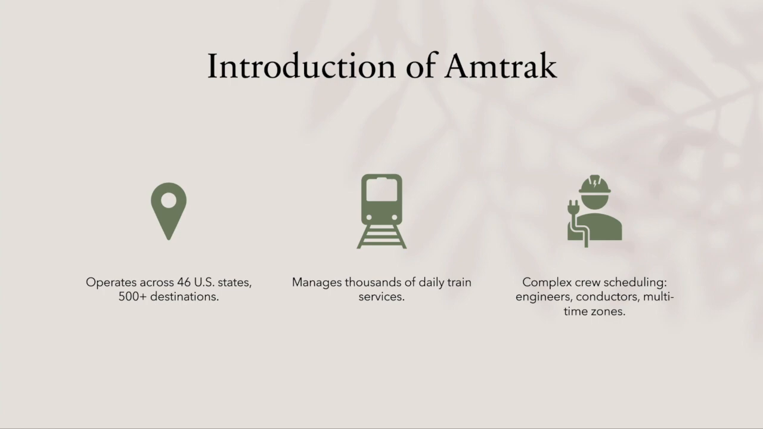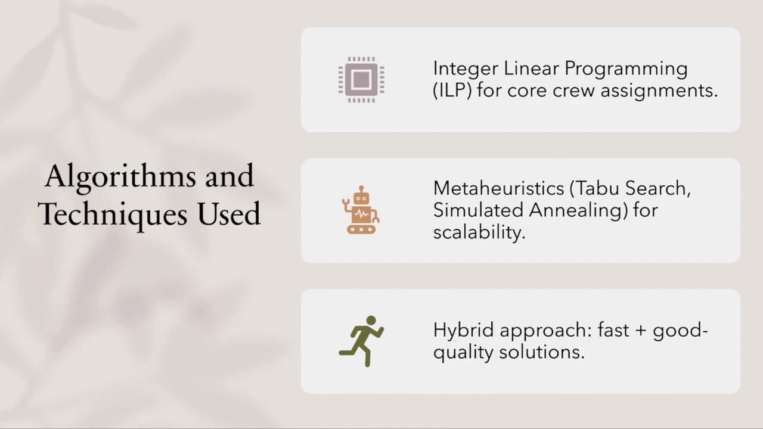To address this, Amtrak employs a combination of advanced optimization techniques, including integer linear programming, also called ILP, and another method called metaheuristic methods, integrated scheduling, real-time disruption management, and multi-objective optimization. So now let's talk about all the algorithms and techniques that are used by Amtrak.